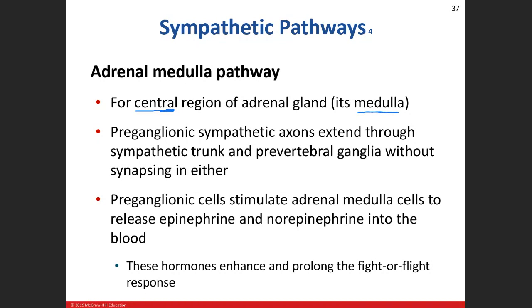Well, in this situation, we're just going to deal with this one neuron, the preganglionic neuron. It's going to exit the spinal cord, go right through the sympathetic trunk, and go right through the prevertebral ganglia, no synapsing in both. Ain't got time for that. No time. We got to go. And we're going to go right to the adrenal medulla cells. Those are called neurosecretory cells. And we're going to release our epinephrine and our norepinephrine.